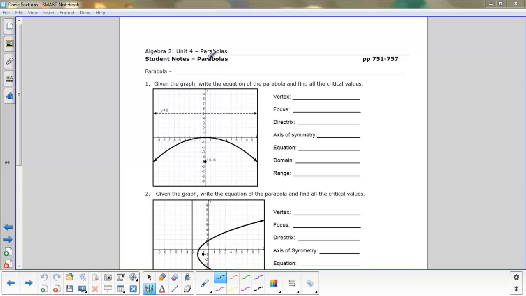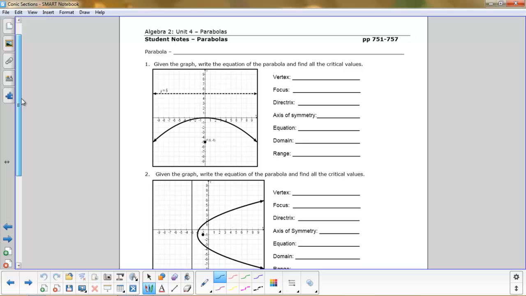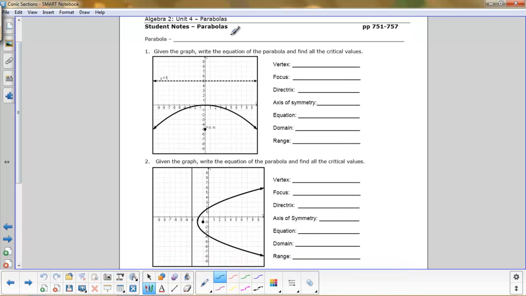Student Notes: Parabolas. Today we're going to be talking about the critical values of the parabola and how to determine equations based on different parts that have been given. So notice in questions 1 and 2 that we are using a graph to help us find all of our critical values. Parabolas are very simple in the fact that they're very symmetrical about a line called the directrix and the other point called the focus.